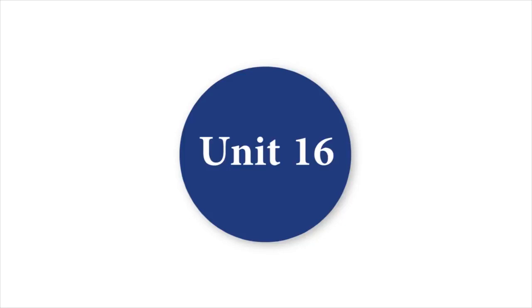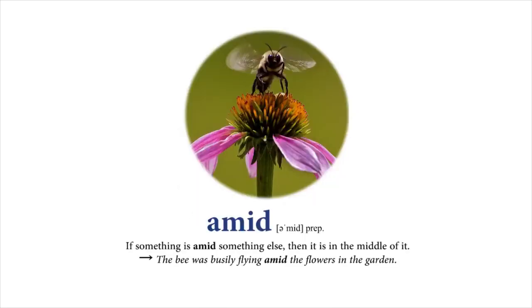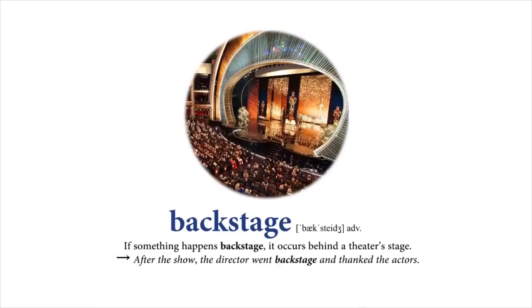Unit 16. Word list. Amid. If something is amid something else, then it is in the middle of it. The bee was busily flying amid the flowers in the garden. Backstage. If something happens backstage, it occurs behind a theater stage. After the show, the director went backstage and thanked the actors.